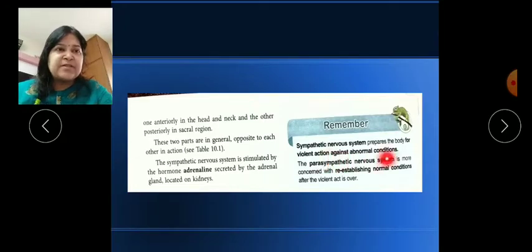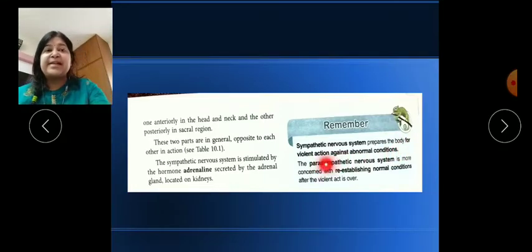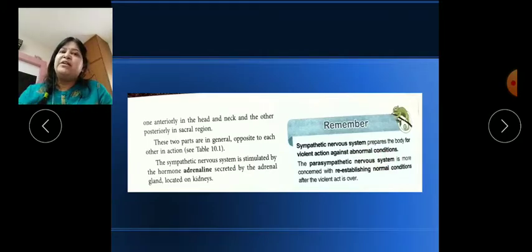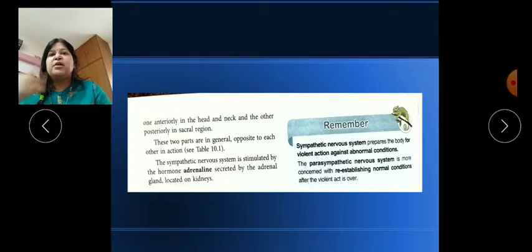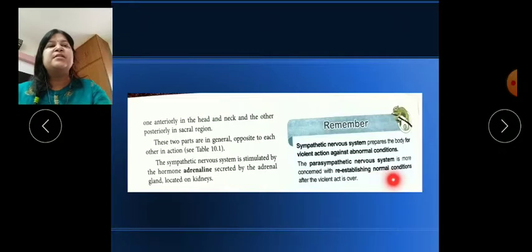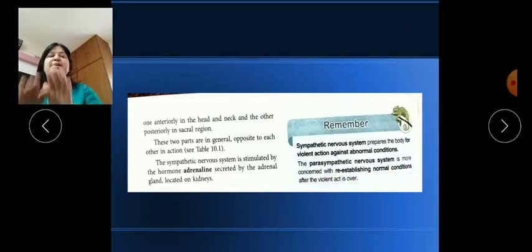The sympathetic nervous system prepares the body for violent action against abnormal conditions. During this, we feel abnormal: the heartbeat increases, we have fear, wondering what other people will do with us. And the parasympathetic nervous system is more concerned with re-establishing the normal functioning of our body.